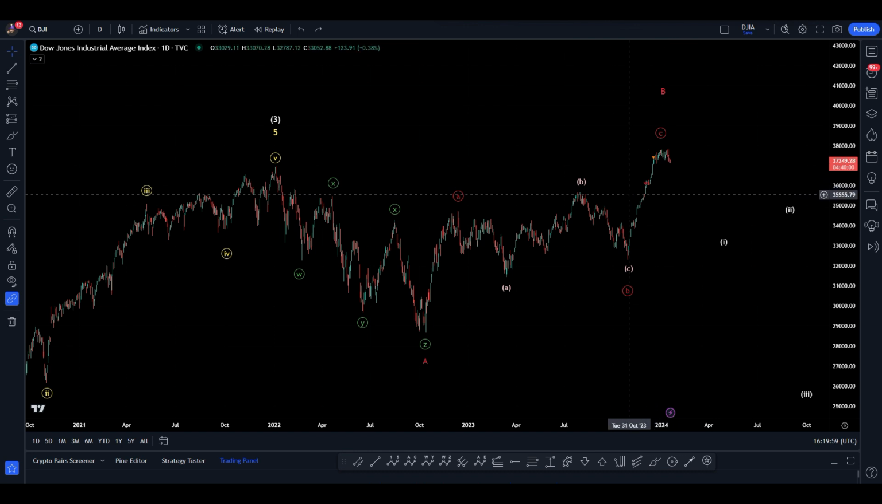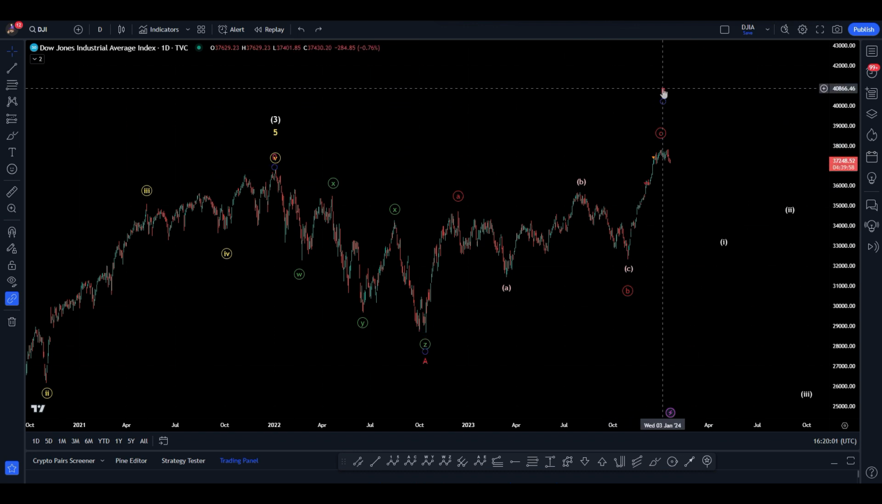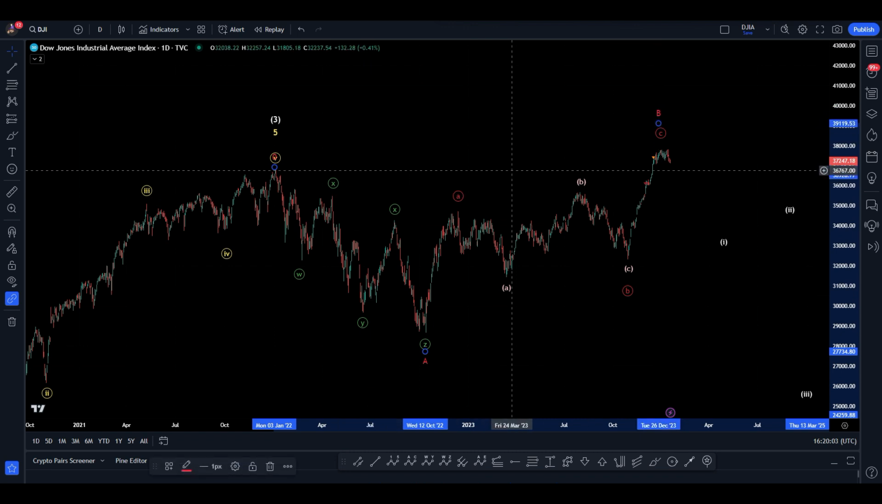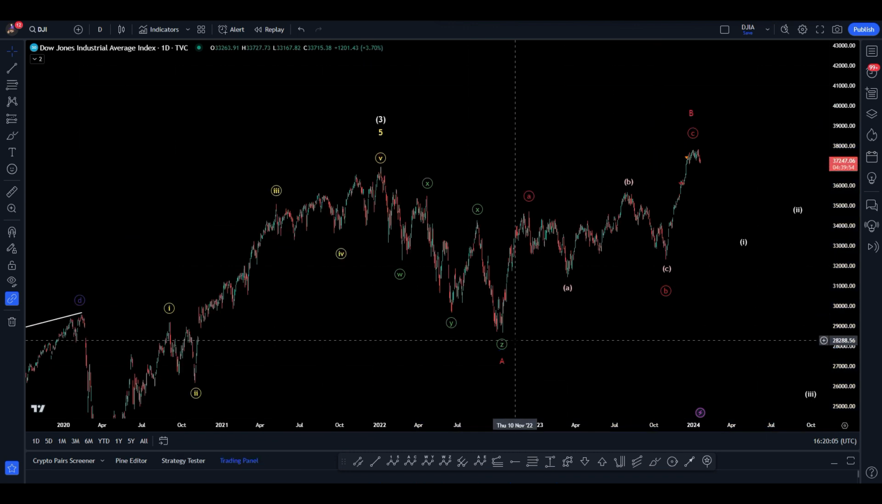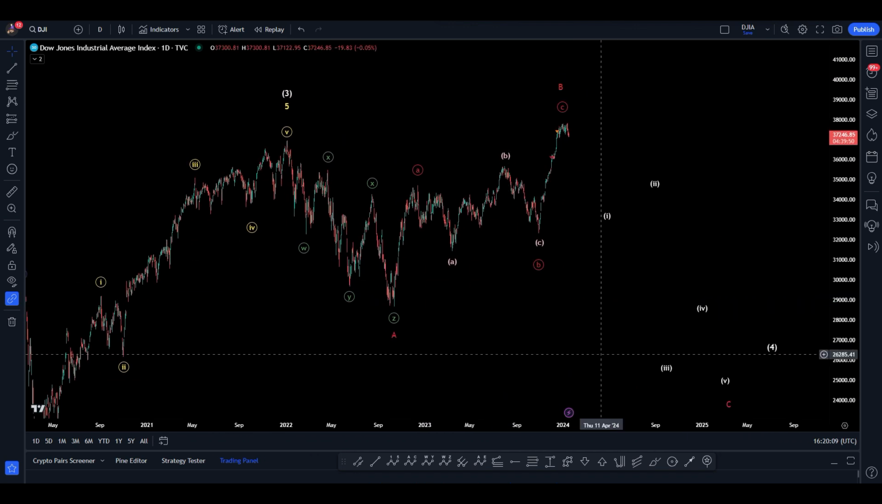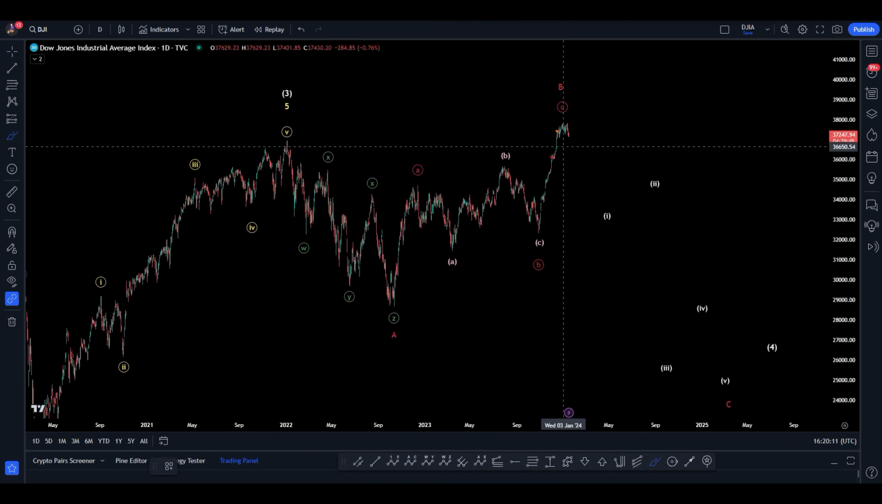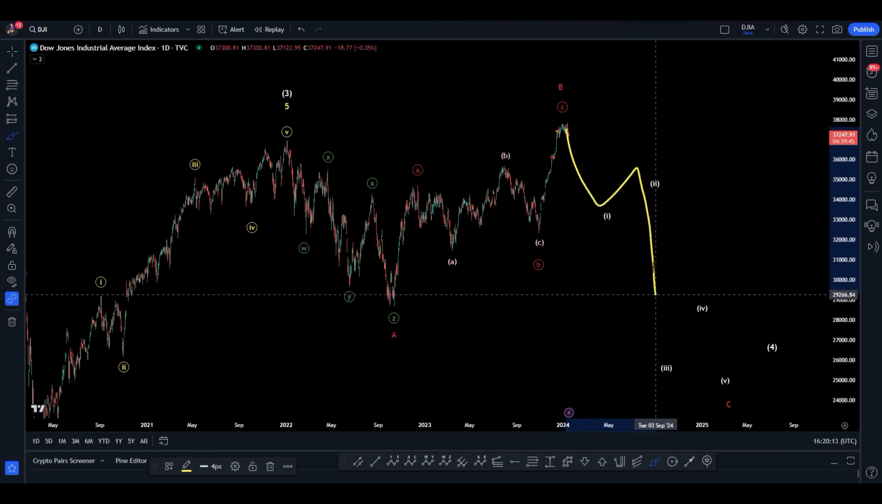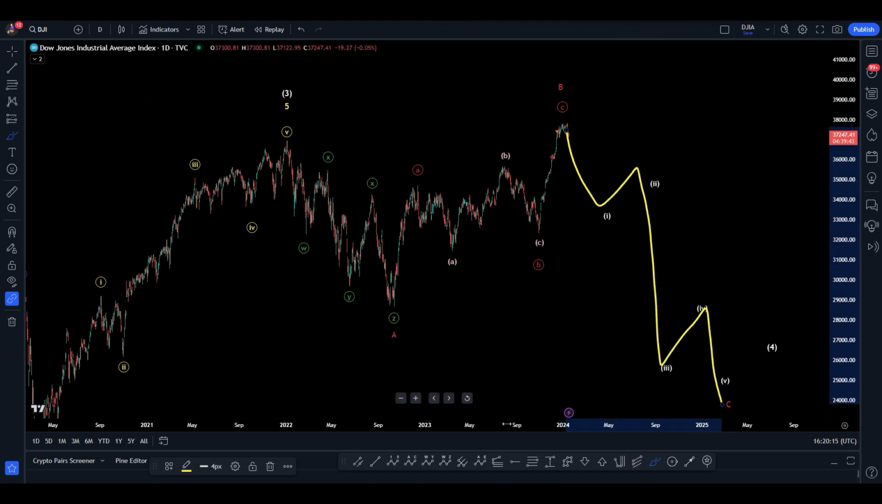Which means that whole thing is probably a B wave. Okay? So let's say this happens, right? And you get this 5 down in the Dow. Big dump down. You think Bitcoin's shooting to the moon right now? The stock market coming down?